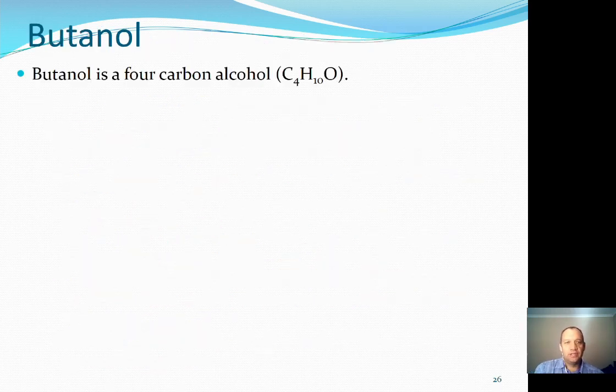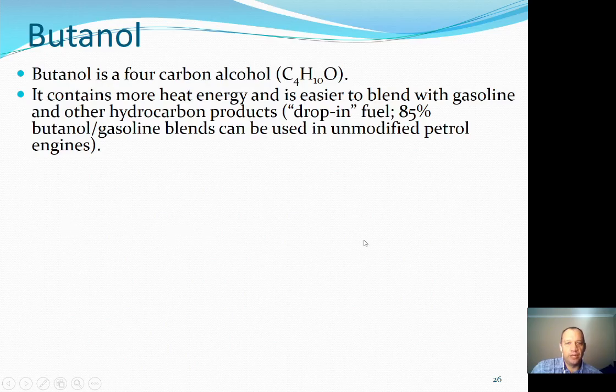An alternative to ethanol for a fuel is butanol. Butanol is a 4-carbon alcohol, and it contains more heat energy, and it's easier to blend with gasoline than other hydrocarbon products. So because you can more simply blend it into petrol, gasoline, it is considered a drop-in fuel, is what they call it. And you can make a mix of 85% butanol with petrol and use it in unmodified petrol engines, and it still works fine.